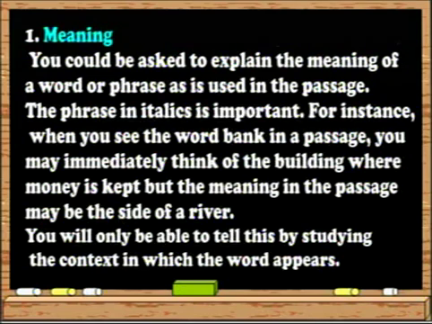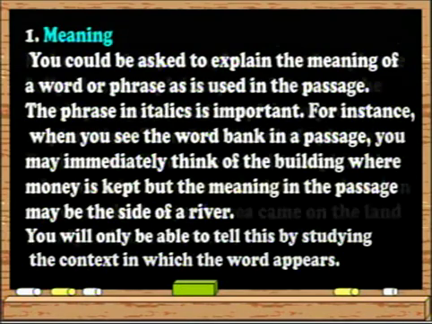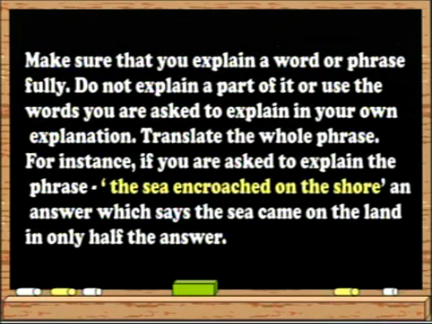Translate the whole phrase. For instance, if you're asked to explain the phrase, "the sea encroached on the shore," an answer which says the sea came on the land is only half the answer. The answer would be better: the waves gradually covered and took over the sand.